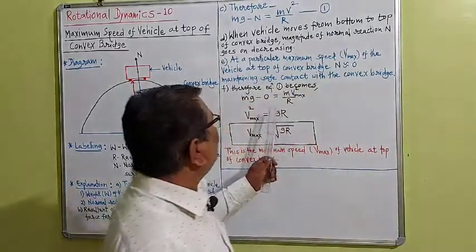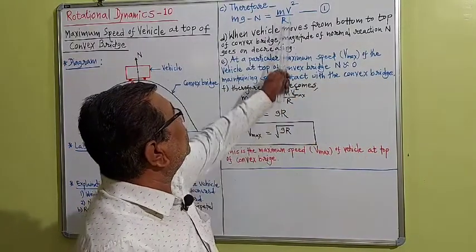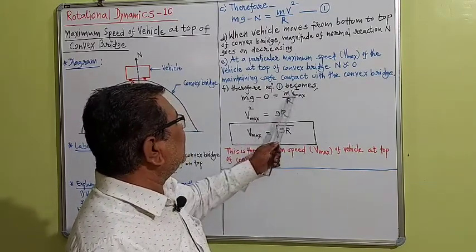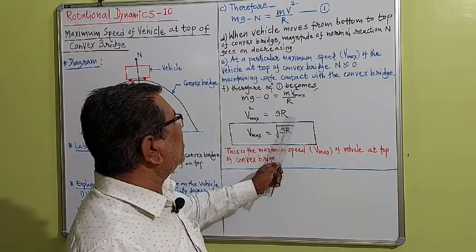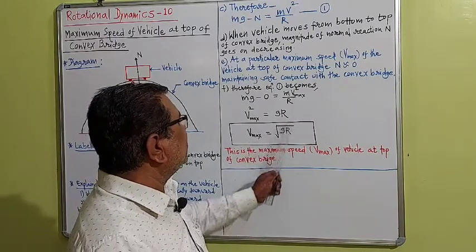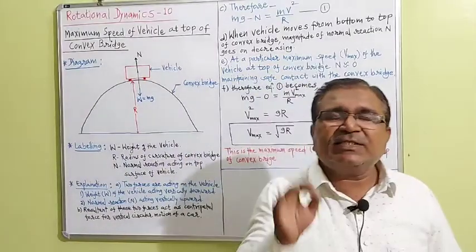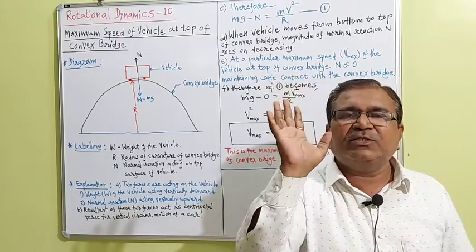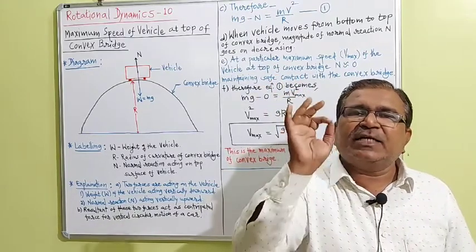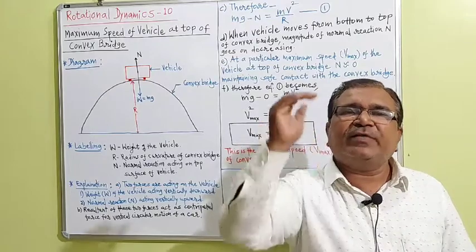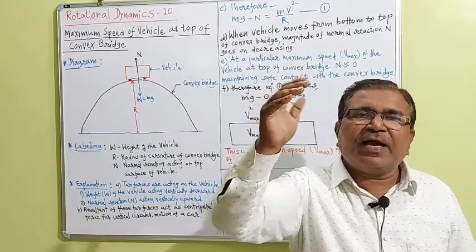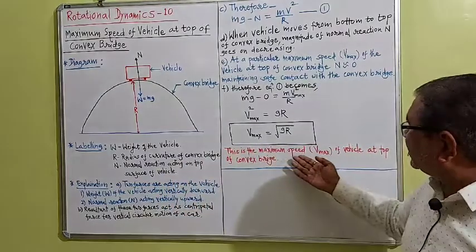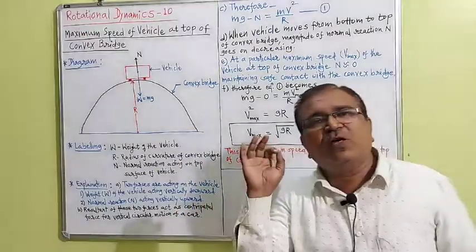So here, by putting N equal to 0 and writing V square max instead of V, we get, the m and m cancel, V square max is equal to gR. So, V max is equal to the square root of gR. This is the maximum safe velocity at the top of the convex bridge so as to maintain satisfactory contact between the vehicle and the surface of the convex bridge. So, this is the relation. This is the maximum speed V max of the vehicle at the top of the convex bridge.